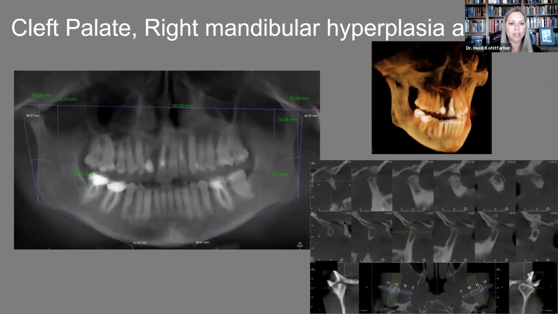This particular patient had quite a lot going on. There's a cleft palate, but they also had a right mandibular hyperplasia as well as temporomandibular joint disease. And you can see how large the condyle looks on one side versus the other side. We can see it in all of our sections as well. So that's in our AP dimension, it's much larger than the other side.